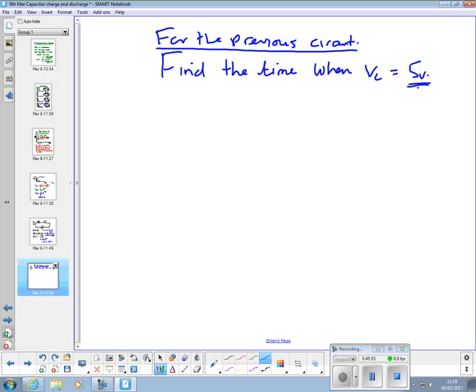Find the time when little Vc is equal to 5 volts. We've got this formula, Vc is equal to Vm times 1 minus e to the minus t over tau. I'm going to keep the time constant CR, and write it as tau for now. That'll just keep the two things together. What we've got to do is rearrange that formula so that we get t equals something.